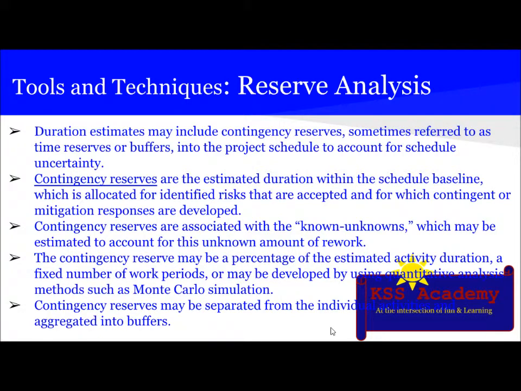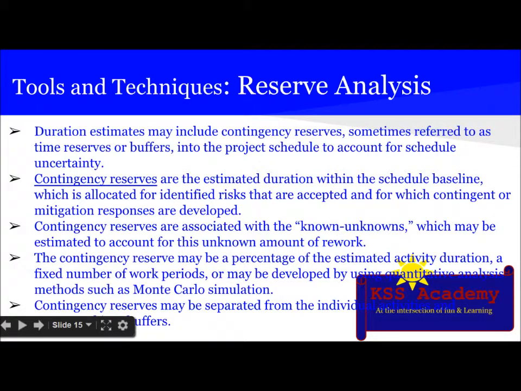Then there is reserve analysis. There are two kinds of reserve analysis: contingency reserves and management reserves. So let's see one by one. Duration estimate may include contingency reserves, sometimes referred to as time buffer or buffers, into the project schedule to account for schedule uncertainty. Contingency reserves are estimated duration within the schedule baseline, which is allocated for identified risks that are accepted and for which contingent or mitigation responses are developed. Contingency reserves are associated with known unknowns.